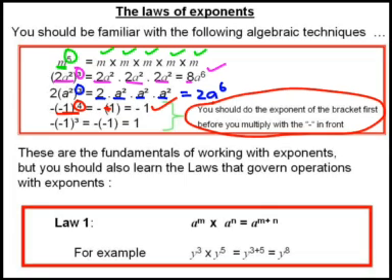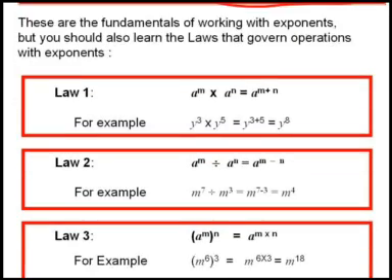And the same goes for the next one, but this time around we have an odd number in the exponent, so now it will be minus 1 times minus 1 times minus 1. Since it is an odd number, we will get minus 1, not like the plus 1 that we did before, multiplied with the minus in front. Now we have a minus times a minus is a plus 1. Now these are the fundamentals of working with exponents, but you should also learn the laws that govern operations with exponents, and that's what we'll be looking at now.